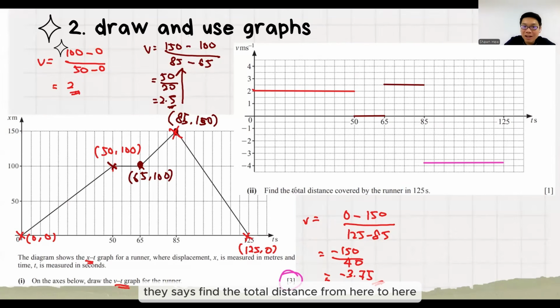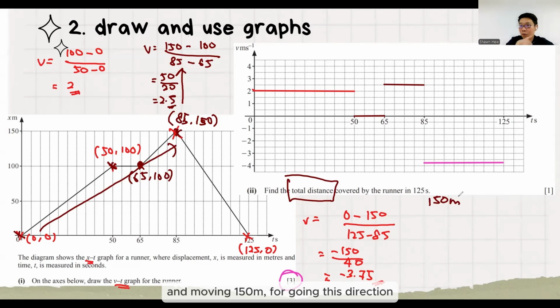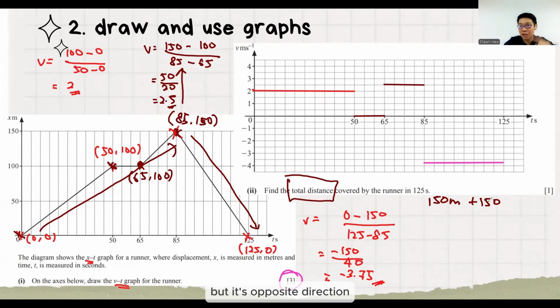After this, they ask to find the total distance from here to here to here. They're going one direction, moving 150 meters. Then at last, it's going back 150 meters again, but in the opposite direction. But for distance, we don't care if it goes up or down. We just sum all the path that it traveled. So it's 300 meters. That's why it's only 1 mark.